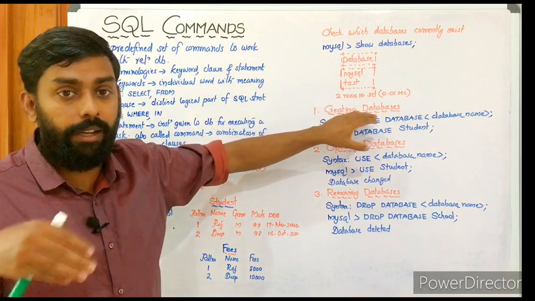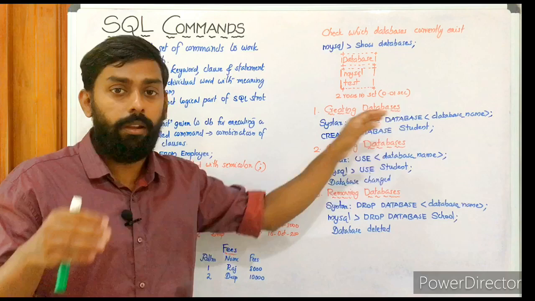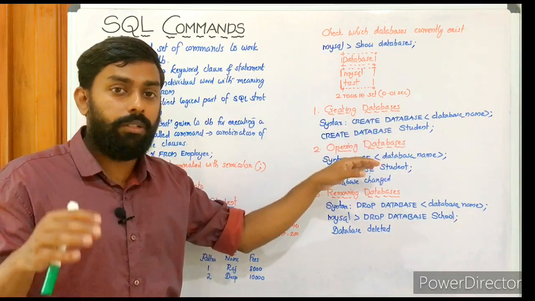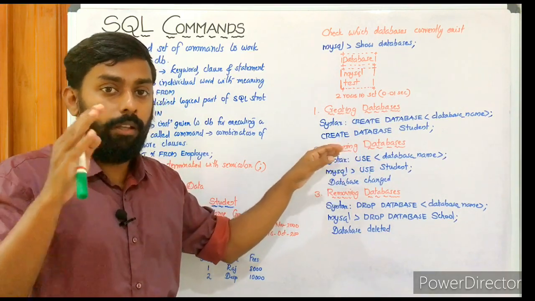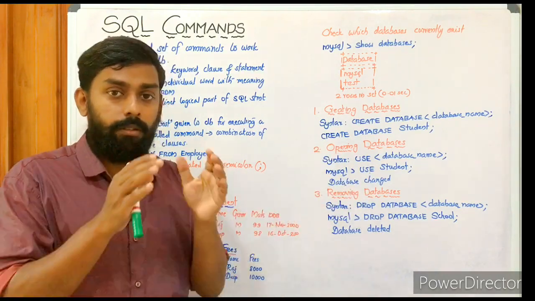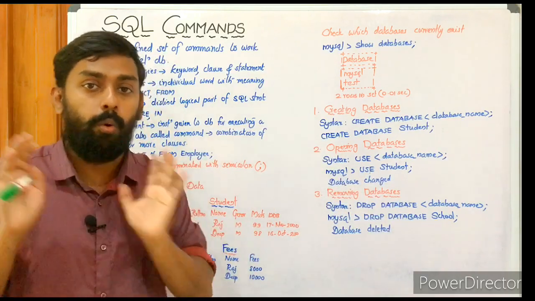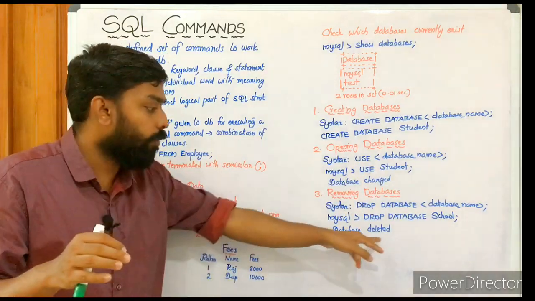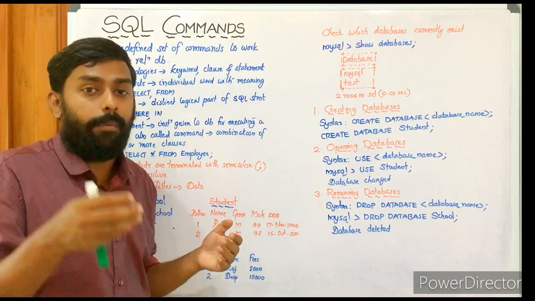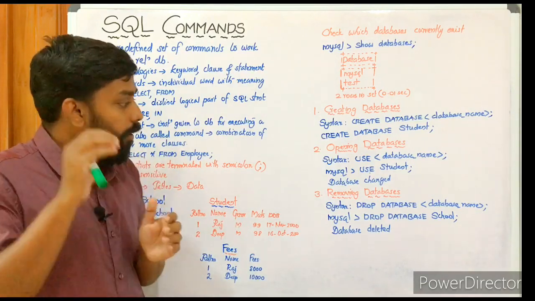Then we are creating a database using create database name, create database student, and the database will be created. Then we are using it, opening it. Use student, that's it, use student semicolon. Then removing databases, just like creating: drop database name, drop database school. It shows the database deleted. Now we have the insert command. Okay, not insert, the create table command.